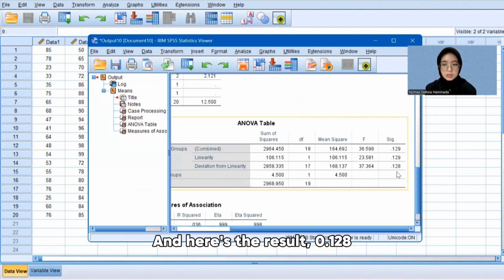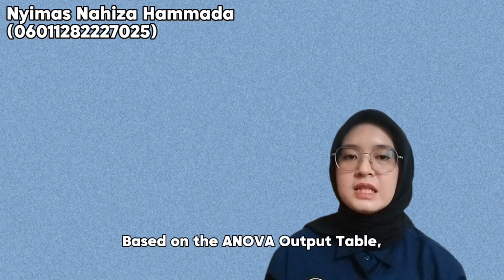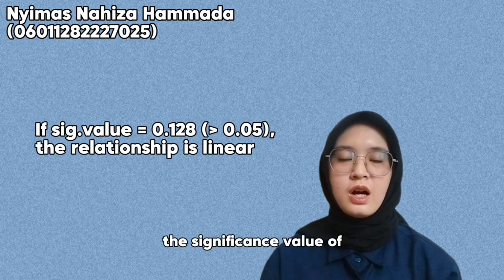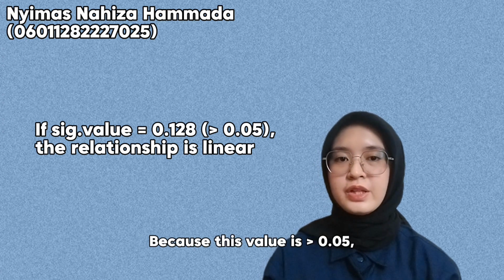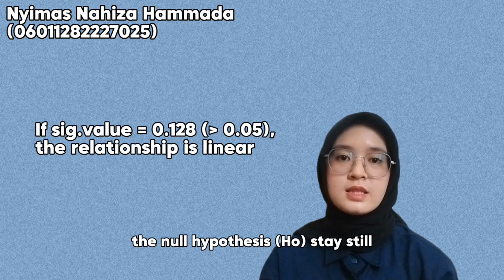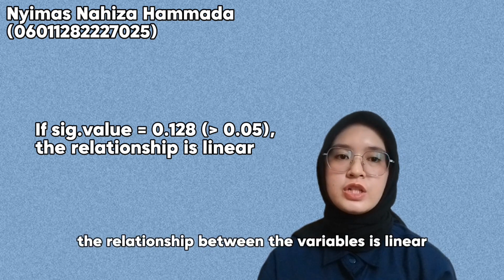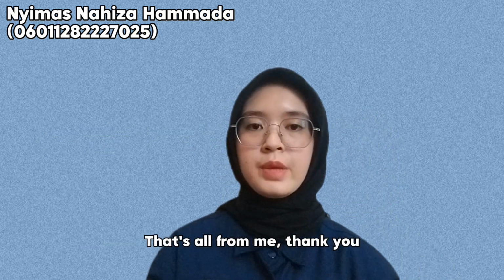And here's the result: 0.128. Based on the ANOVA output table, the significance value of deviation from linearity is 0.128. Because this value is more than 0.05, the null hypothesis stands. Therefore, we can conclude that the relationship between the variables is linear. That's all from me. Thank you.